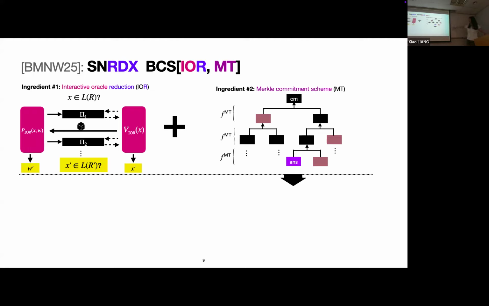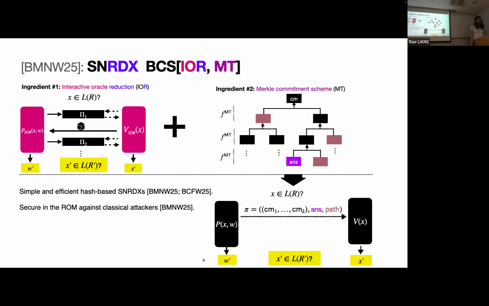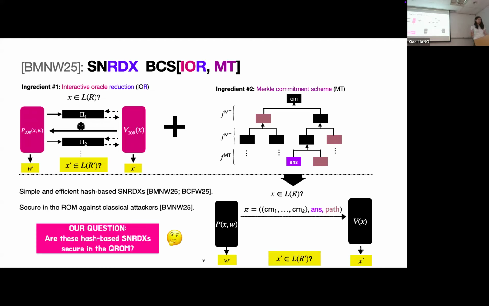And the extended BCS protocol allows us to construct a succinct non-interactive reduction. These recent works give some constructions of very simple and efficient hash-based reductions, and they show that these constructions are secure in the ROM. So they're secure classically. The natural question we're asking here is whether these constructions are also secure in the QROM, the quantum random oracle model.